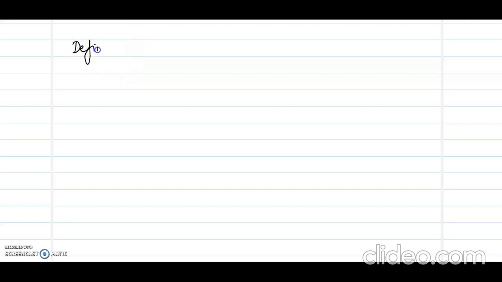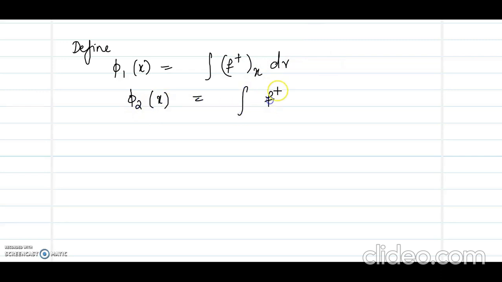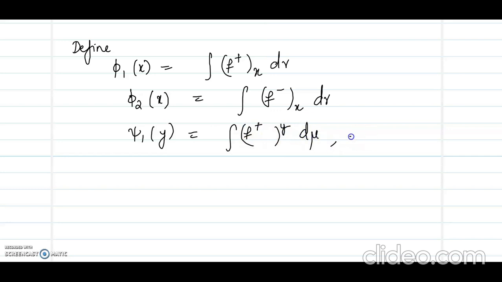So here we will define phi 1 of x as integral of the x section of f plus, and phi 2 of x will be integral f minus x dr, and define psi 1 of y to be integral f plus of y d mu, and similarly psi 2 of y is defined as integral f minus of y d mu.